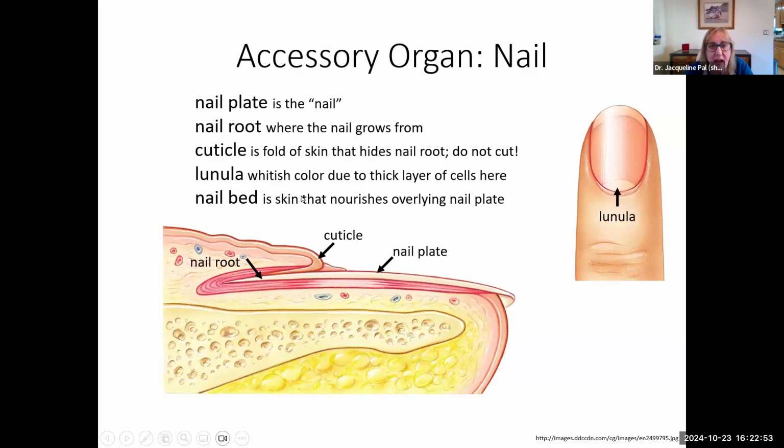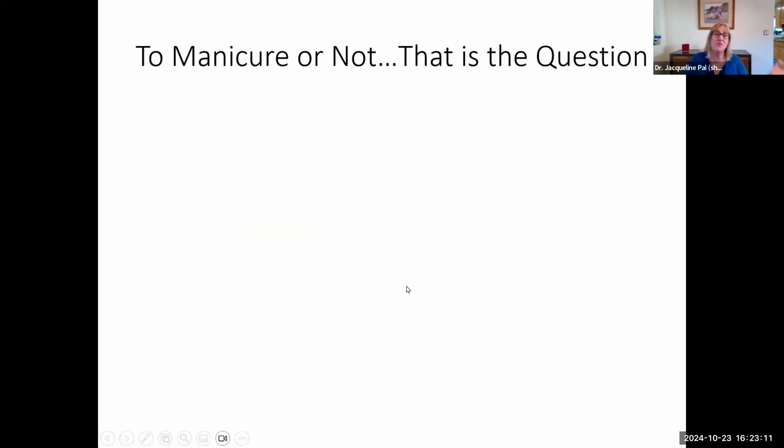Now the nail bed is the skin that is nourishing the nail plate that lies on top of it. So the bed is underneath the nail. So it's this part right here. This is where the nourishment for the nail plate itself is. Okay, so that's it. So that brings us to the question.